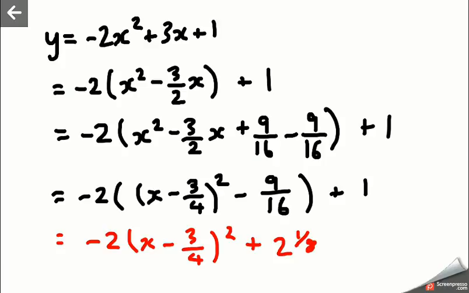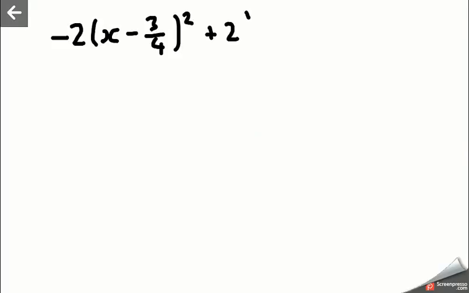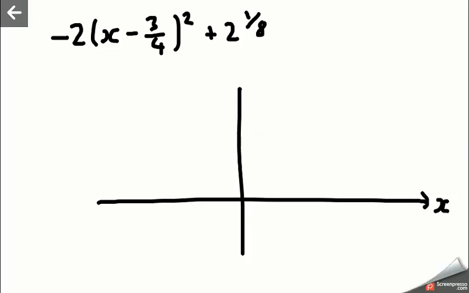Okay, so next section, let's actually draw this thing. So negative 2 times x minus 3 over 4 squared plus 2 and 1 over 8. It's our job to then go ahead and actually draw this graph. So here's our y-axis, here's our x-axis. Okay, so where do we start?